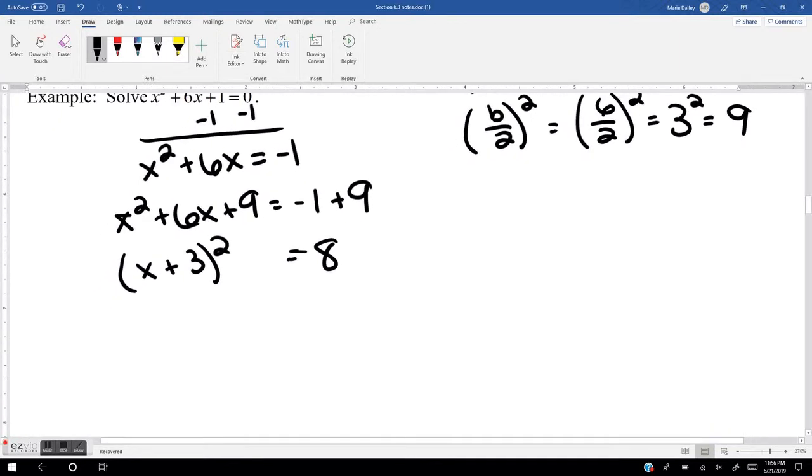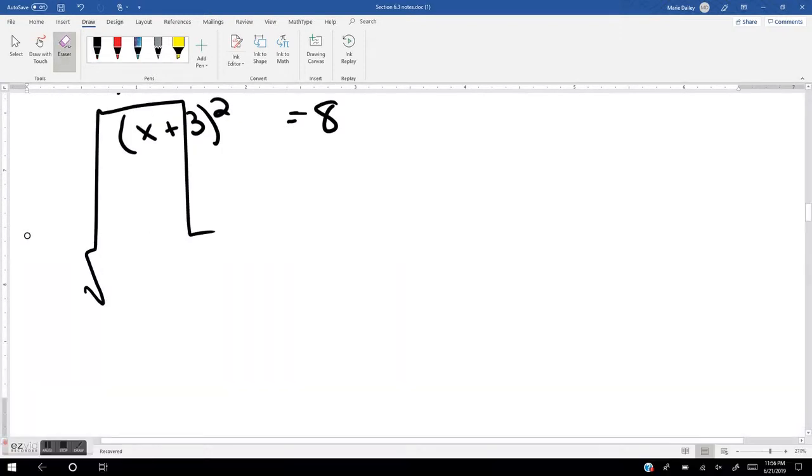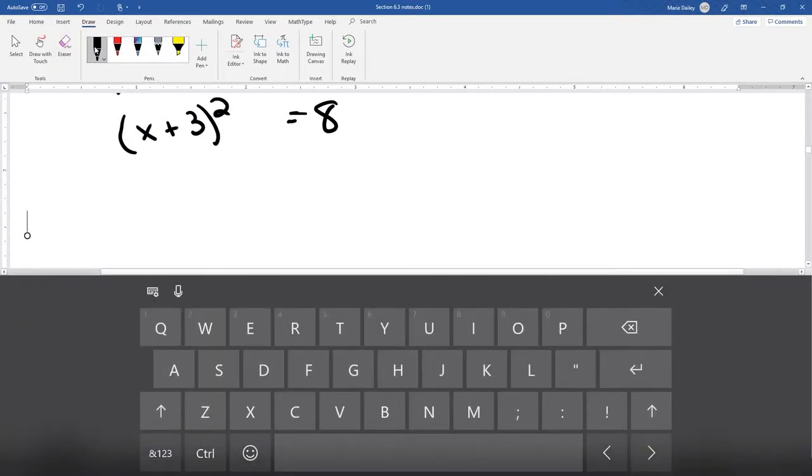From there, we can... not let that happen. We can undo that hideous square root. Okay, now we're good. All right. I can't figure out what I keep hitting.